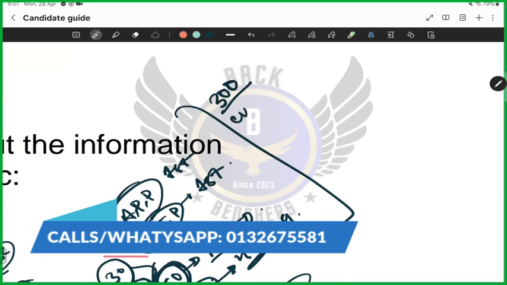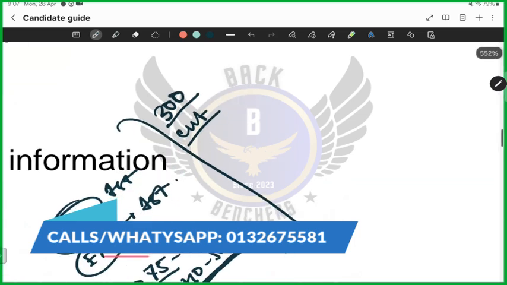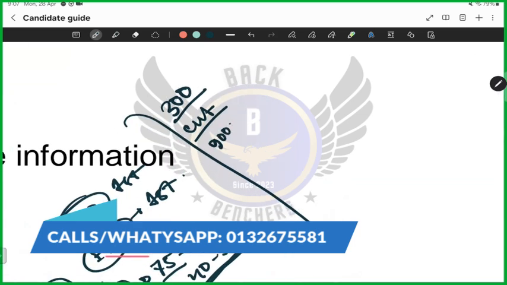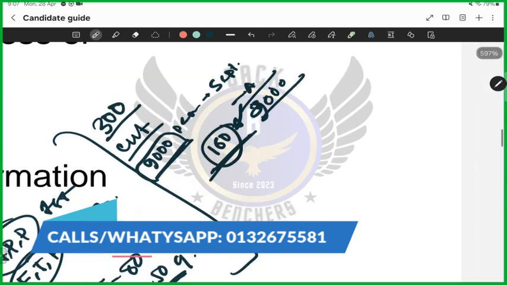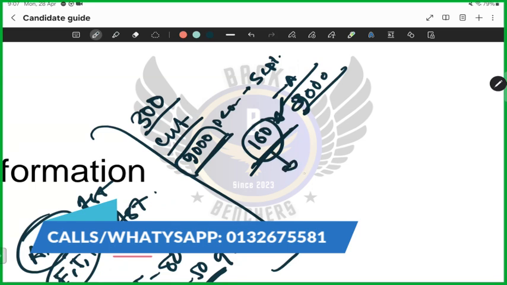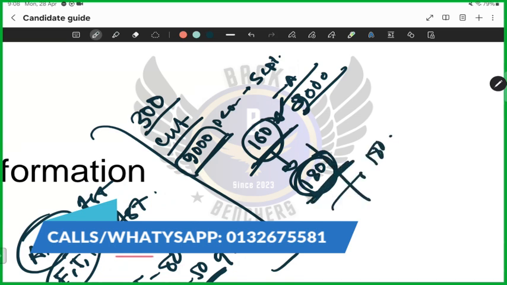And this is a cut mark exam. What is a cut mark exam? That means, let's say 9,000 people give MRCS in September, and the average score is 160. Average score, like all the scores added, then divided by 9,000. They will select a standard score, let's say 180, and anyone scoring above 180 will pass this exam at that date.